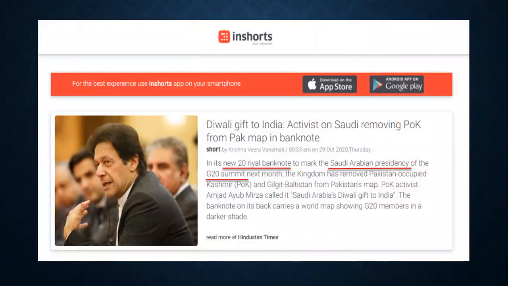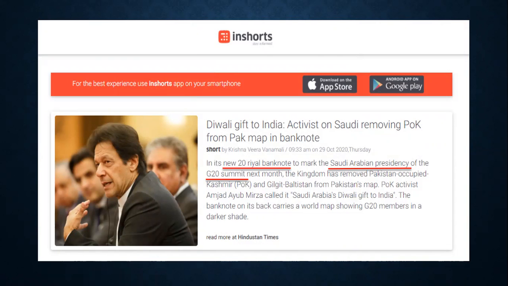The news taken from the InShort app says that Pakistani activists are treating this 20 Riyal banknote as a Diwali gift from the Saudi Arabian side to India because it has removed POK and the area of Gilgit-Baltistan from the Pakistani map. The Indian government has also condemned this 20 Riyal banknote because it has treated the Union Territory of Jammu Kashmir and Ladakh as a separate entity. At the same time, the area of Aksai Chin is shown under Chinese territory.